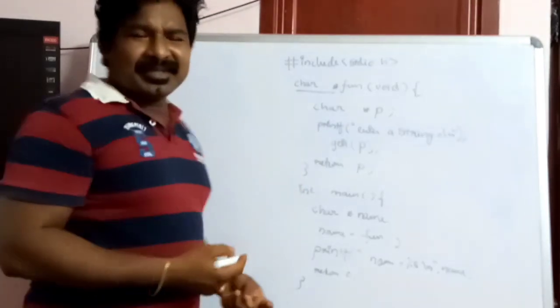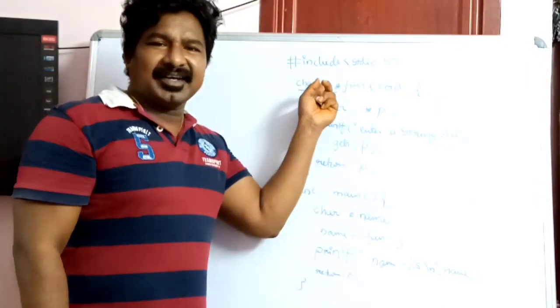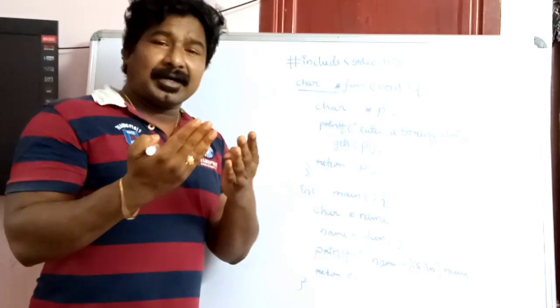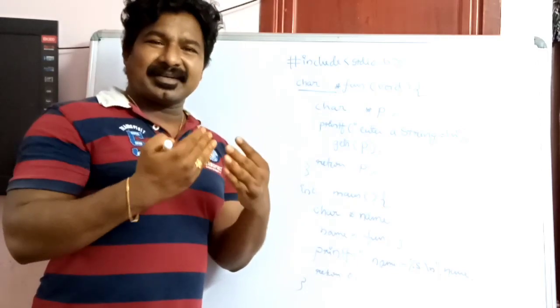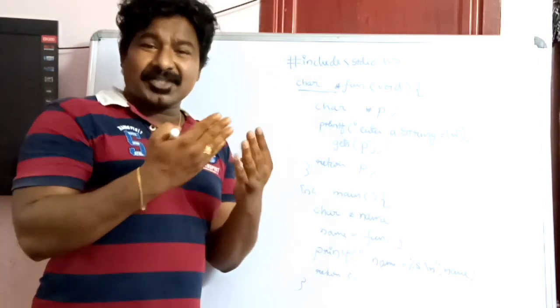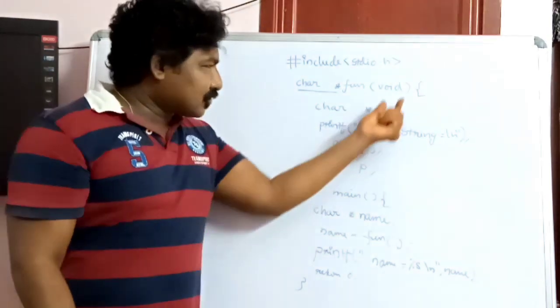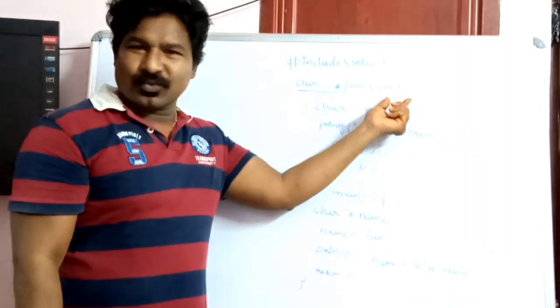Okay, what do you mean by that? This particular function fun is returning a character pointer. That means char star means it is returning a pointer whose address belongs to a character kind of thing. That means a string address. Okay, so it is not taking any parameter, so I have declared it as a void type.